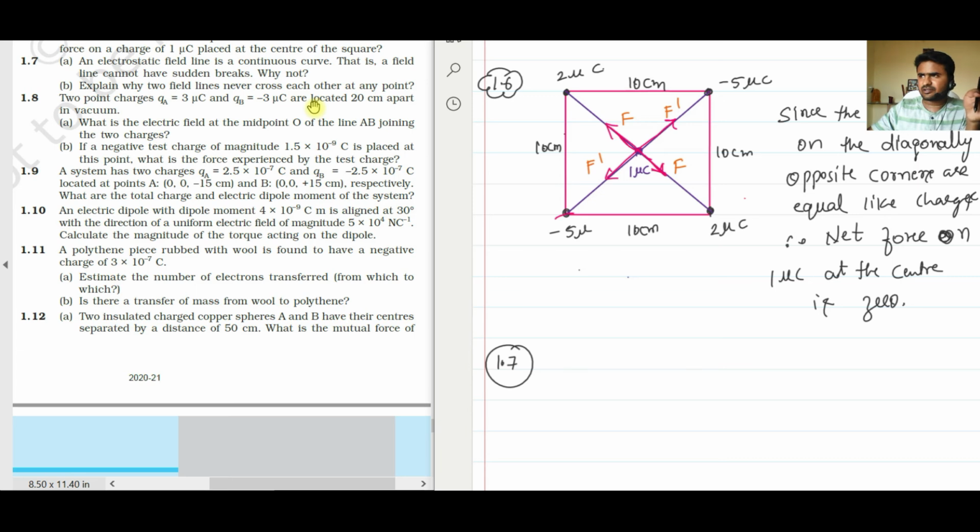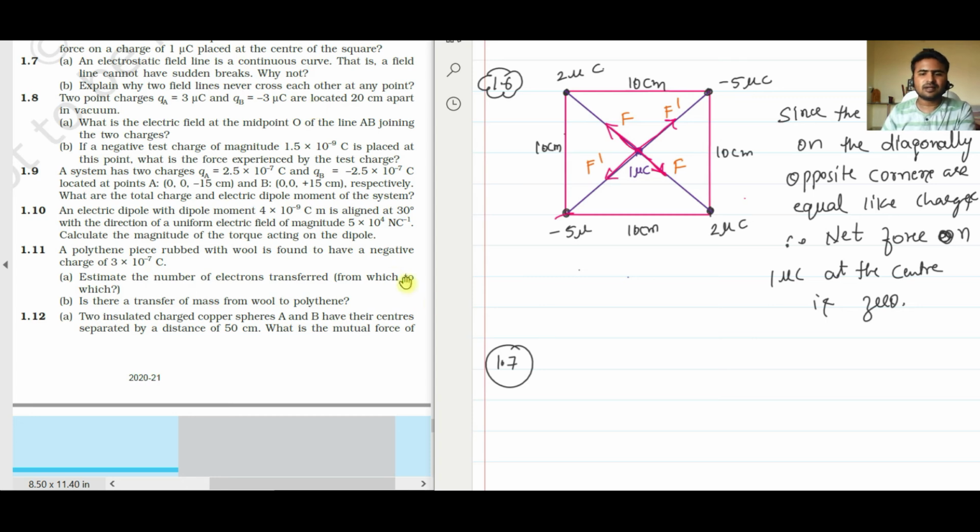Because in an electric field region, if 1 unit positive charge is kept, it will move in the direction of the electric field, and it will continuously move. It's not that at one point it stops and suddenly it appears at another point and moves. No, because electric field lines represent the direction of force experienced by this 1 unit charge at every point. So it cannot have a sudden break, because that 1 unit charge cannot suddenly experience a 0 force and then start experiencing a force. It's a continuous curve always.